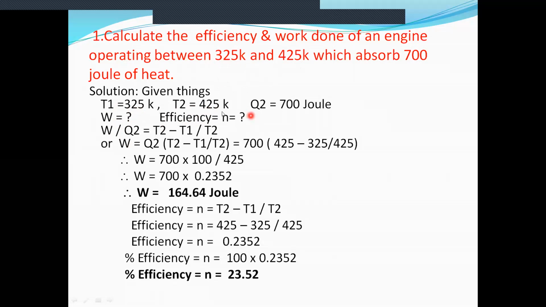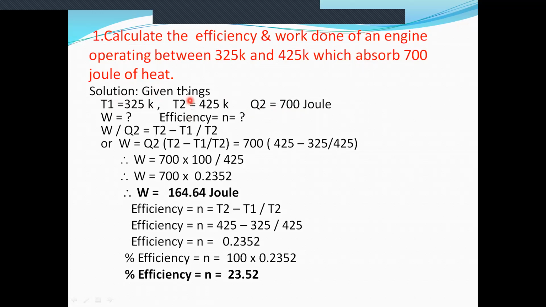T1 is given, T2 is given, which absorb 700 joule of heat. Heat's value is also given: Q2 is equal to 700 joule. So this is the problem.